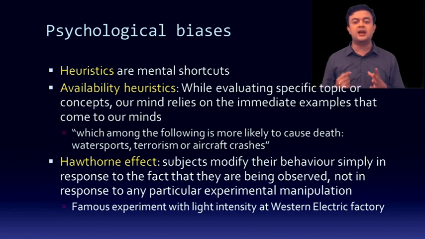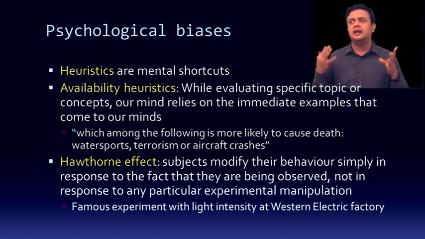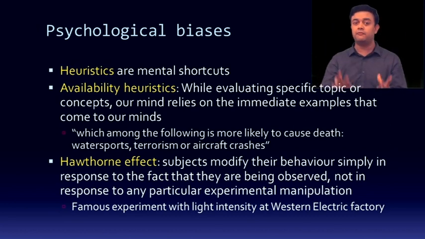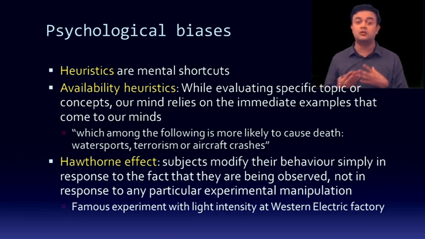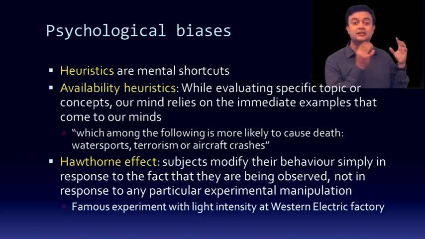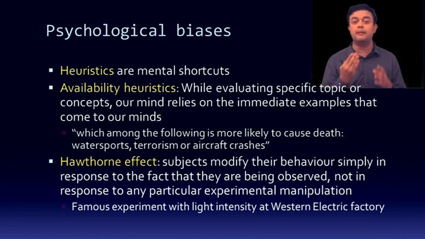One simple example is: which among the following is likely to cause death? Water sports, terrorism, or aircraft crashes. So aircraft crashes or terrorism, most probably you will be answering either of these, right? Because any kind of terrorist attack anywhere in the world is prominently being featured in the media, right? Television media, visual media, or the print media. So aircraft crashes or terrorism, right? But the problem with this particular availability heuristic is that water sports is number one amongst these three things, right? Though water sports never comes in the picture, because the media never actually prominently features the stories of drowning.